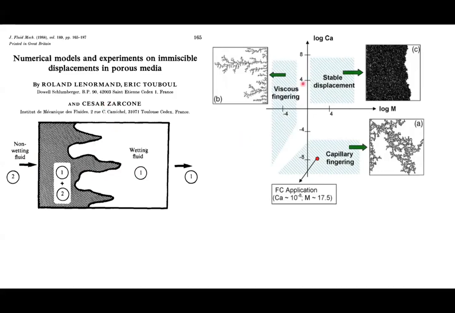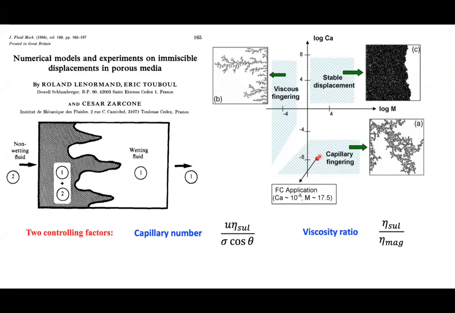And they found three different types of this injection. One is the stable displacement like this, where the sulfide will totally displace the intercumulate space. One is the capillary fingering. This means the capillary pressure is most important, and it depends on how the sulfide can transport through this crystal mesh. And one is the viscous fingering. Viscous fingering means the most important thing is the viscosity of the intercumulate melts.